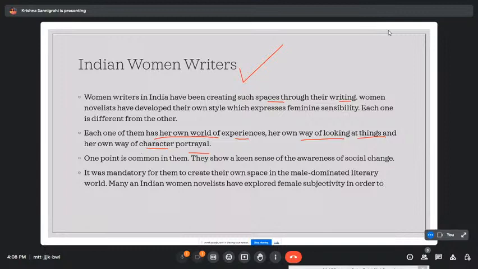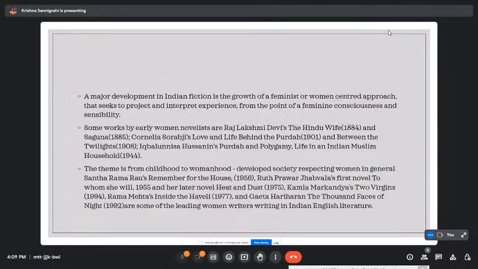So a keen sense of what? Awareness of social change. So these women are in the quest of creating a change, a social change, and it's compulsory, mandatory for them to create their own space in the male-dominated literary world. Many an Indian woman novelist has explored female subjectivity in order to do justice to the revealing of a woman through a woman's eyes.